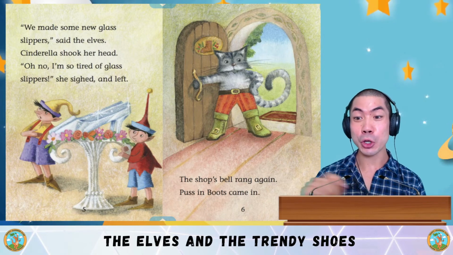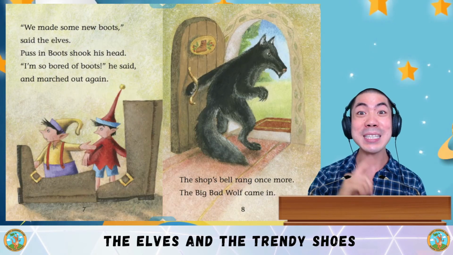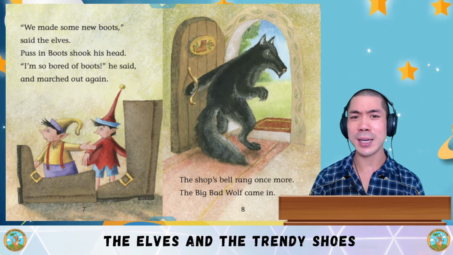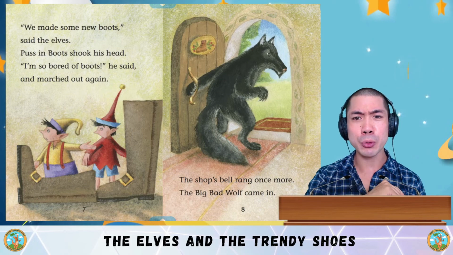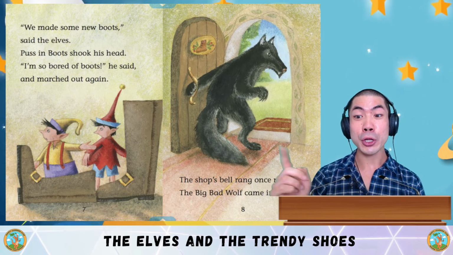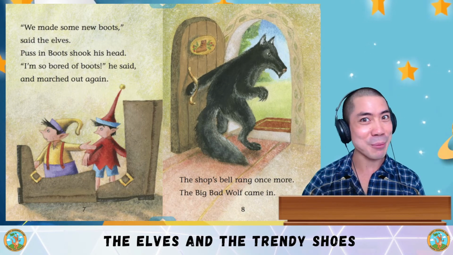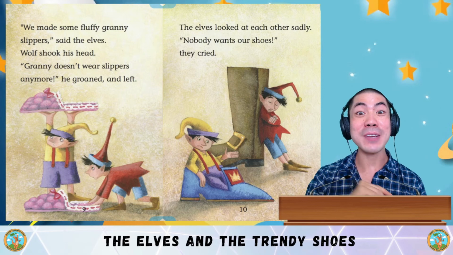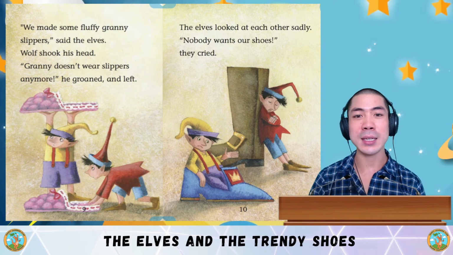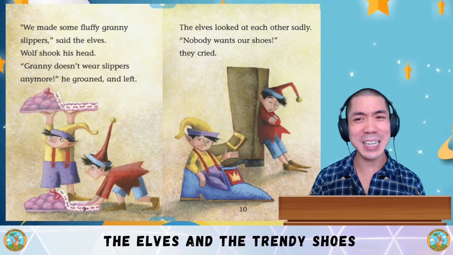Ding dong! The shop's bell rang again. Puss in Boots came in. "We made some new boots," said the elves. Puss in Boots shook his head. "I'm so bored of boots," he said, and marched out again. Ding dong! The shop's bell rang once more. The big bad wolf came in. "We made some fluffy granny slippers," said the elves. Wolf shook his head. "Granny doesn't wear slippers anymore," he groaned and left.